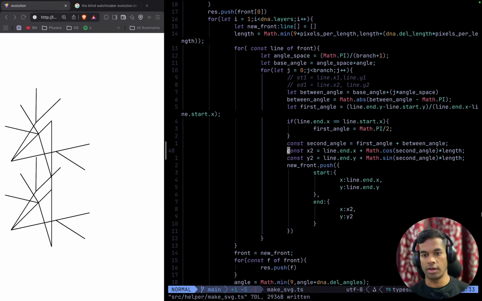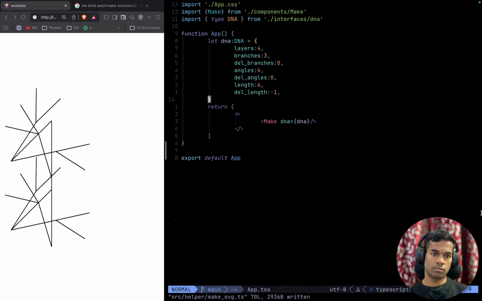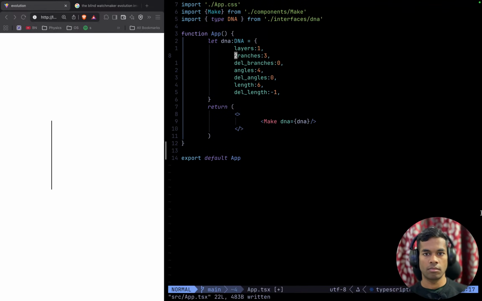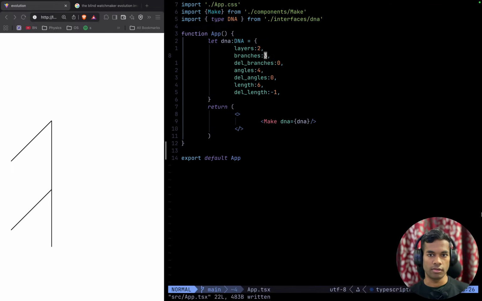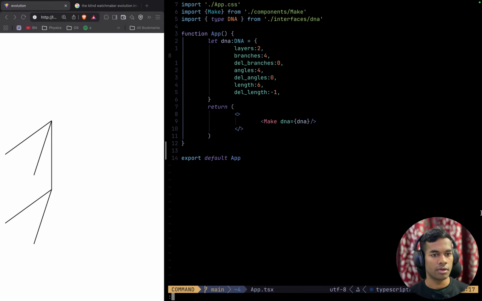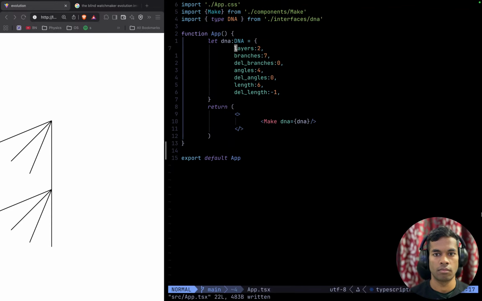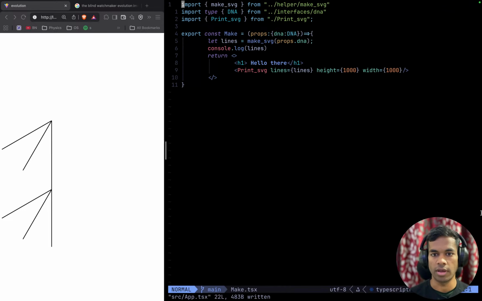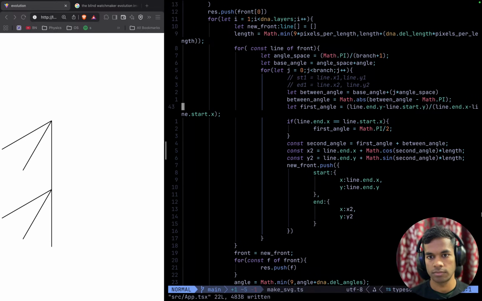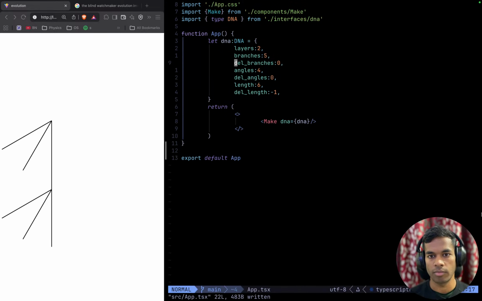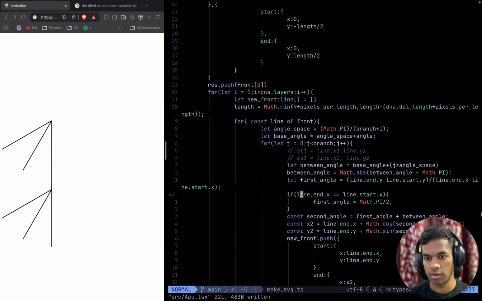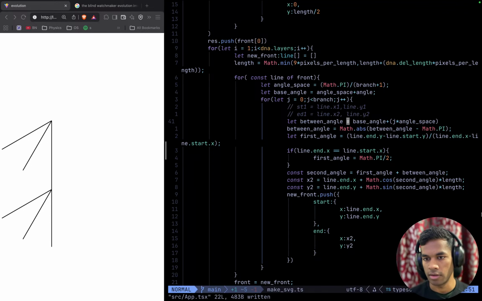Cos and sine, yes, we are also updating the value correctly. Okay, that is wrong. Branches two. Where are the two branches? Okay, we are not seeing enough branches. Yep, for branches, and the number of branches does not change. Delta is 0, between angle is correct.